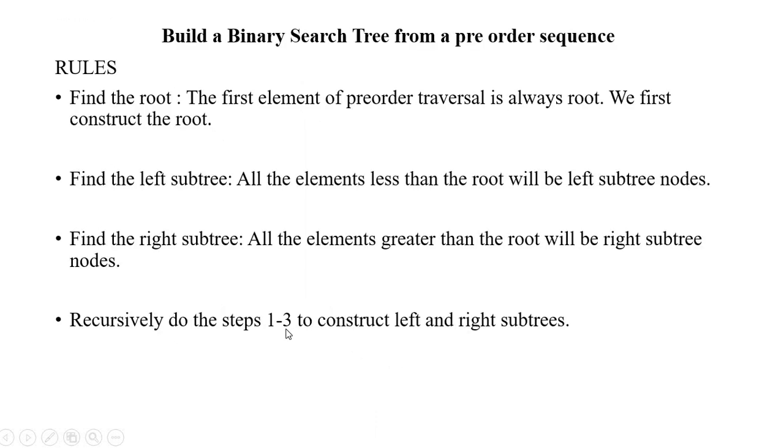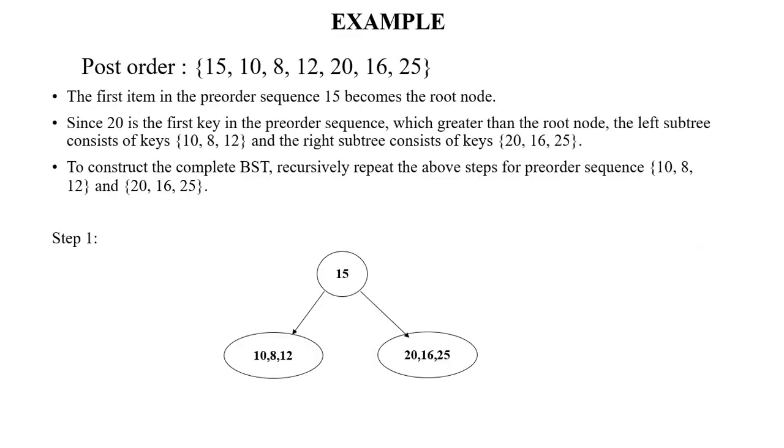Now let's build a binary search tree from a pre-order sequence. The traversal order of a pre-order sequence is root, left and right. So the first element will be our root element, the smaller elements have to be placed in the left subtree, and the greater elements should be placed in the right subtree, and finally we frame a tree.